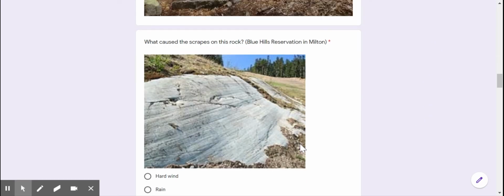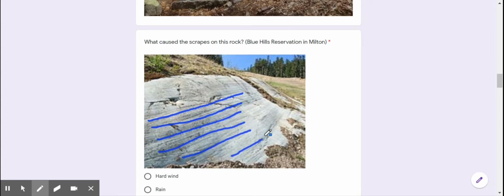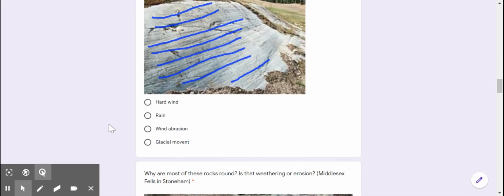Then we move on to here, and we're asking what causes the scrapes on this rock. I'm looking at these scrapes, and they are mostly parallel. They are all going the same direction. So I think this cannot be scraping from sand, like wind abrasion, because the sand wouldn't always go the same direction. This must be things that were all stuck together and moving at one time. So that makes me think that this is from a glacier. So I'm going to put glacial movement.